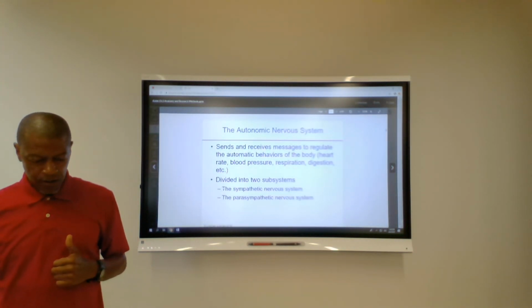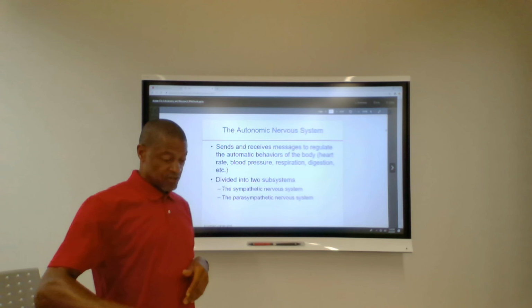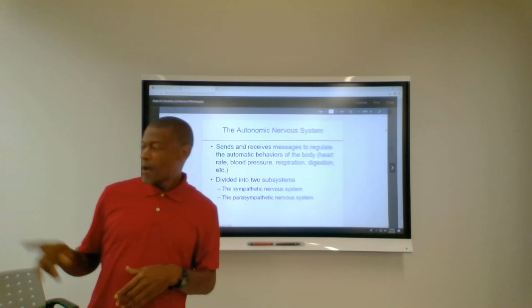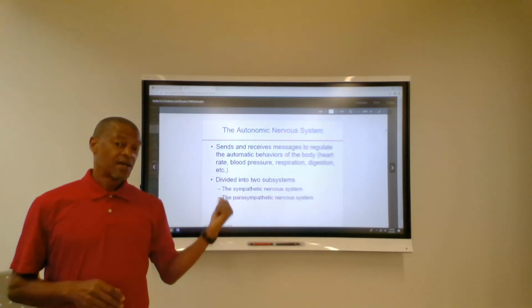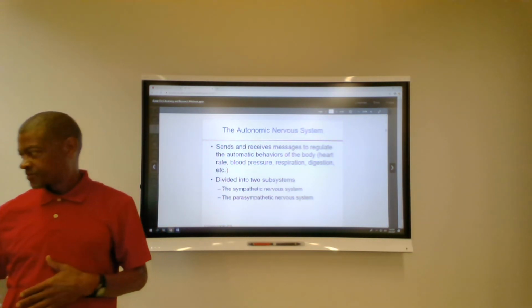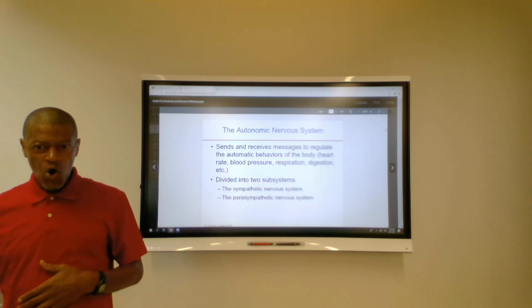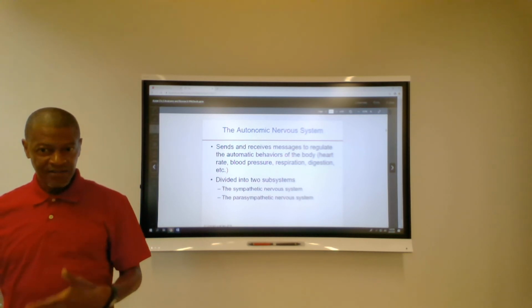So the peripheral nervous system has this system called the autonomic nervous system. Make sure you know the difference between the parasympathetic and the sympathetic nervous system. These happen automatically, automatic, it almost sounds like that.